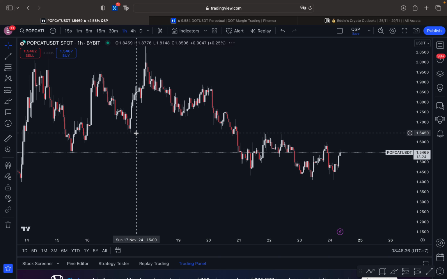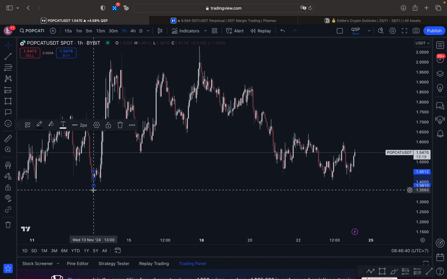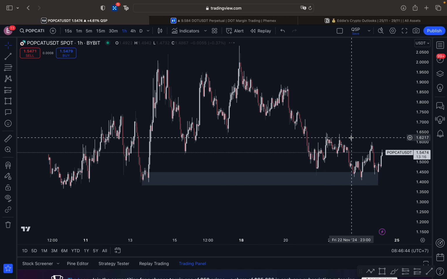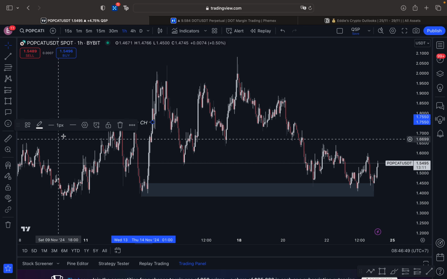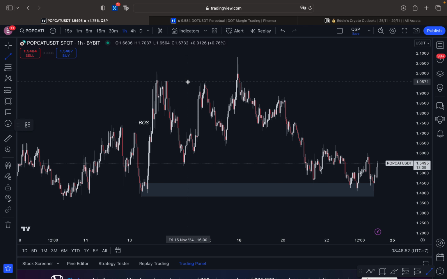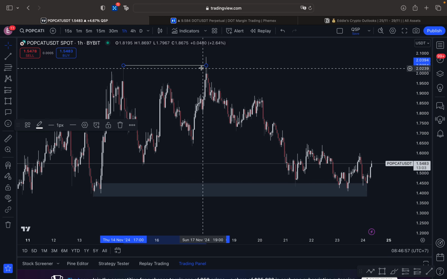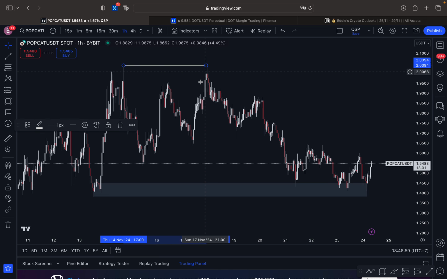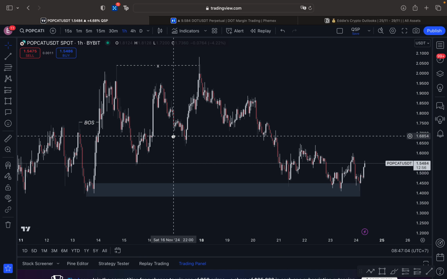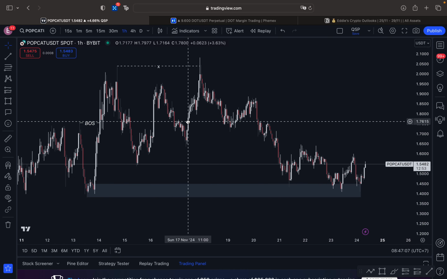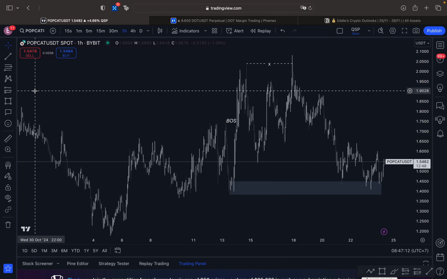Okay, this is good. We had a clean rejection. Okay. You see how this is not a body close? I wouldn't consider that FBOS. I'm just gonna mark that as liquidity. Price is resuming bearish. This is the internal structure.